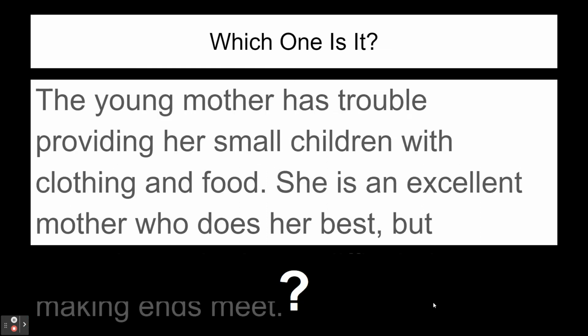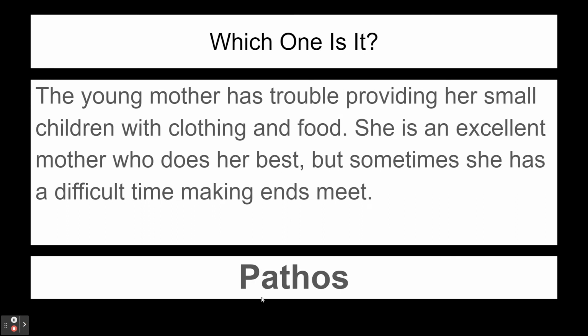Okay, the young mother has trouble providing her small children with clothing and food. She's an excellent mother who does her best, but she has trouble making ends meet. We're missing some of that there on the slide. This is pathos. So we are feeling empathy for this young mom. We are feeling bad for her because she's having trouble getting her kids clothing and food. She's a great mom, but she's just having a hard time making ends meet, which means making enough money to provide for everyone in the family. It's a big emotional appeal.